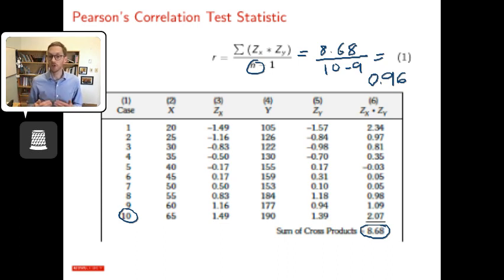First, the direction is positive. That means as x goes up, y should go up. And if you look at our data, you notice that. It's ordered from 20 to 65 and from 105 to 190, and they pretty much fall in line there, 10 cases. But it also tells me the strength of this relationship. And so you can see that the degree to which these two variables are associated is quite strong at 0.96. A perfect relationship would be 1, so it's a very strong relationship and it's positive.